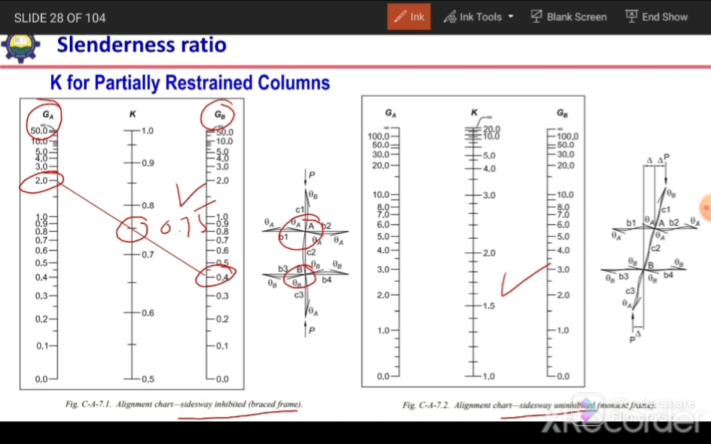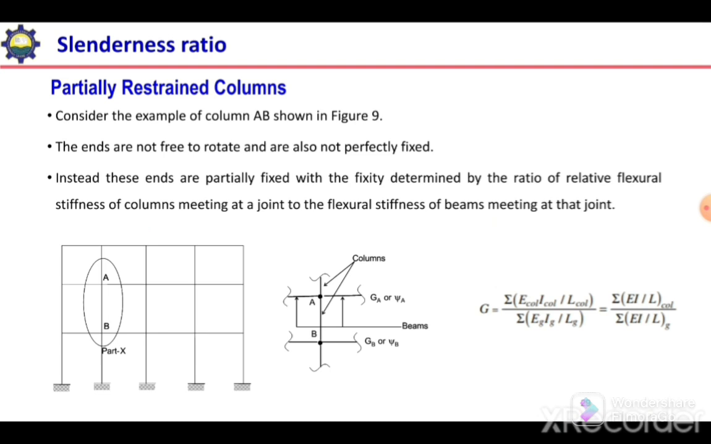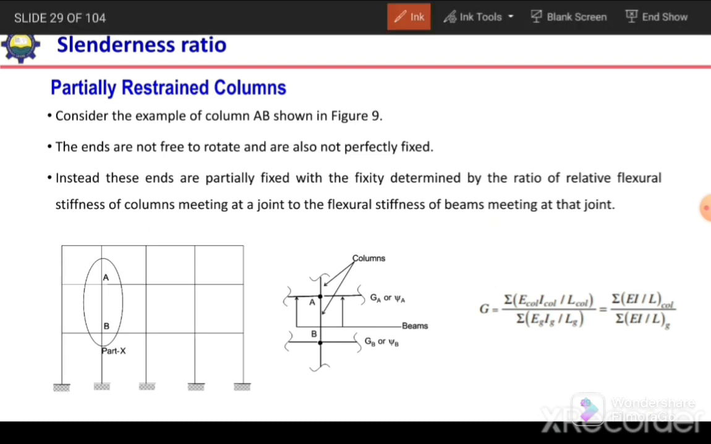In the similar manner we can calculate the value for this chart. So the point where this line intersects the k scale, the corresponding value can be considered as the k value. So the question is how we can calculate this GA and GB. GA or GB is actually the ratio of flexural stiffness of columns and flexural stiffness of beams joining at the joint.